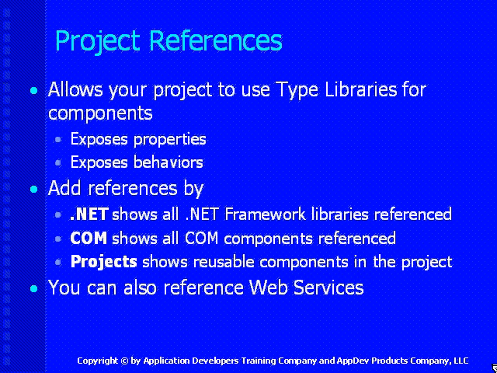Project references, we looked at what we're referencing in our little project. This allows you to use type libraries for different components, exposing their properties and their behaviors. If you add a new reference in your project, something we did not do in our small demonstration, you basically can add 3 different types. You can add .NET references, and this will allow you to have a reference to one of the libraries in .NET, so you'd have another base class available to you. COM allows you to reference COM components.